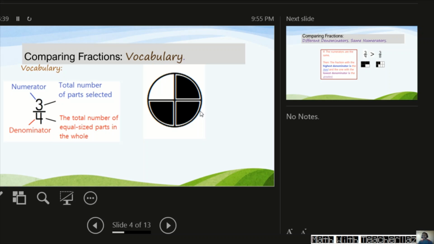Okay. So make sure you understand that basically the main thing is what a numerator is and what the denominator is, and to make sure that the numerator, you think of it as the number of parts selected. That's very important.